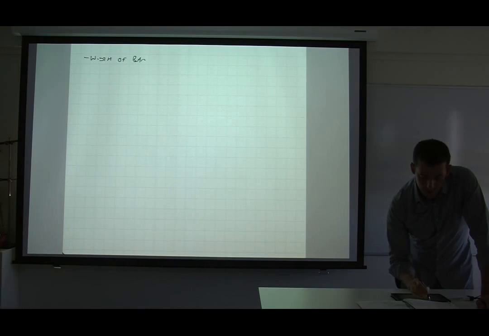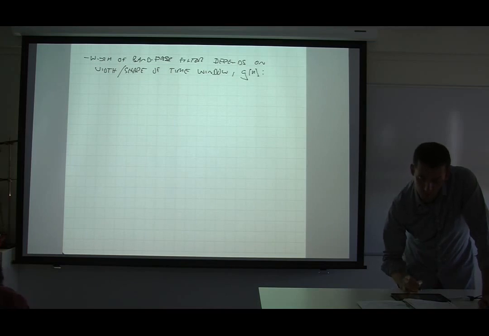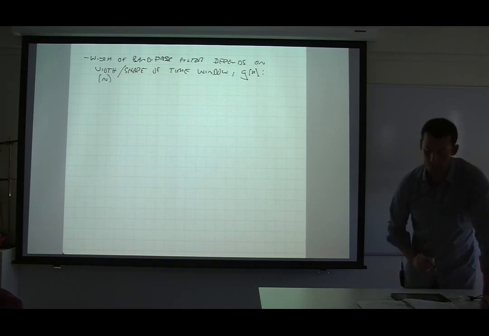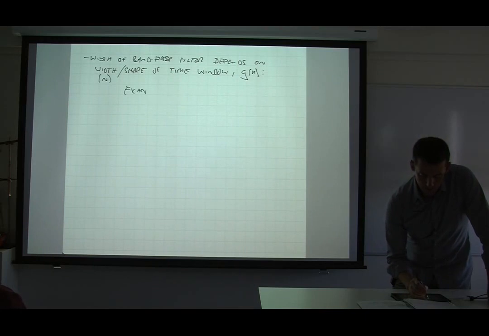The width of this bandpass depends on the width, and I should say the shape also, of the time window, which was g of n, lowercase g of n. And the width is n samples, q plus 1 samples we had before. So here's an example that we're familiar with. A rectangular window. Euler window.